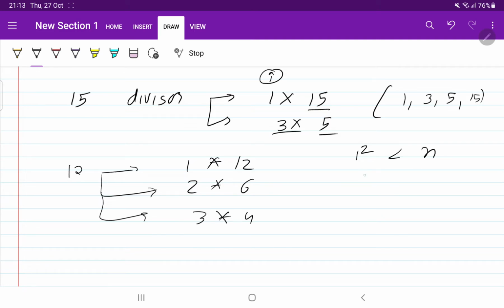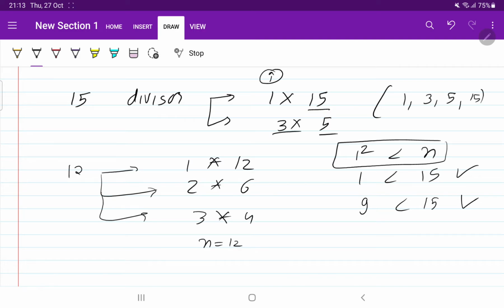If you see, 1 square is less than n, meaning 1 square is less than 15. Yes, it's correct. 3 square, what is 3 square? 9 is less than 15. Yes, it's correct. Okay, now let us move to the next example. Here, what is the value of n? The n value is 12 in this case.